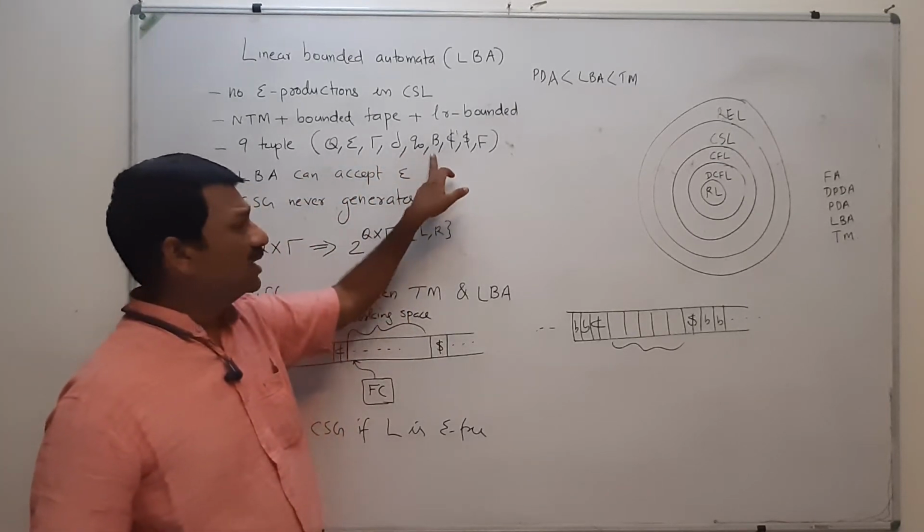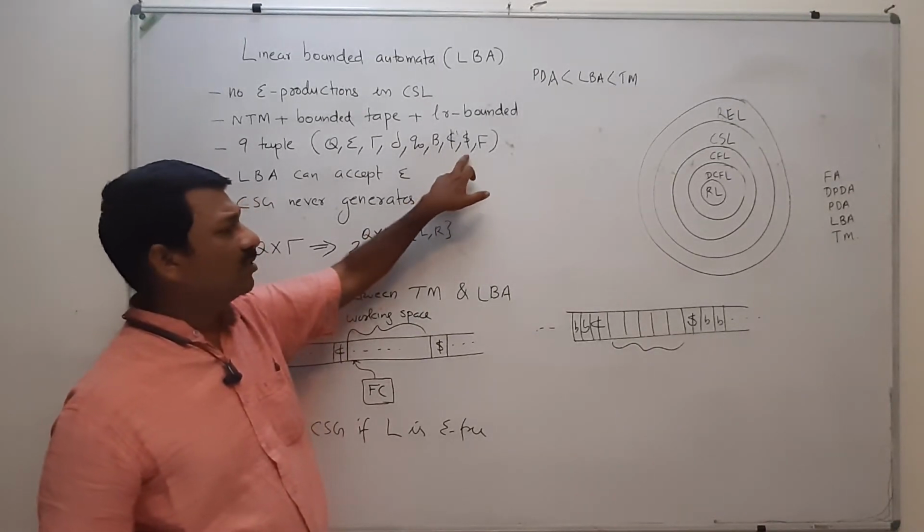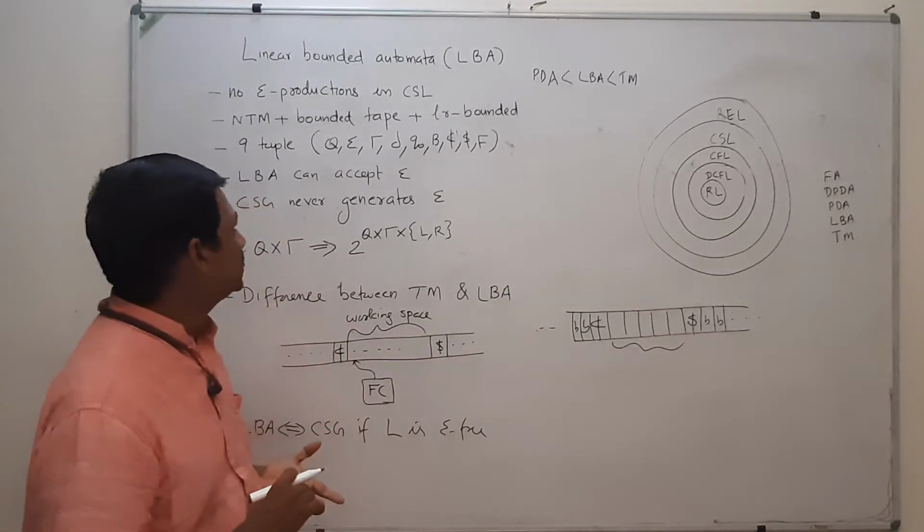Q0 is the start state, B is the blank symbol, these two are the left and right end markers, and F is the set of final states.